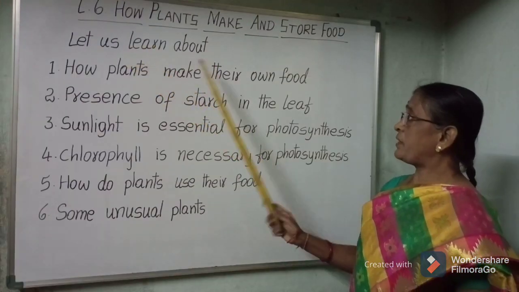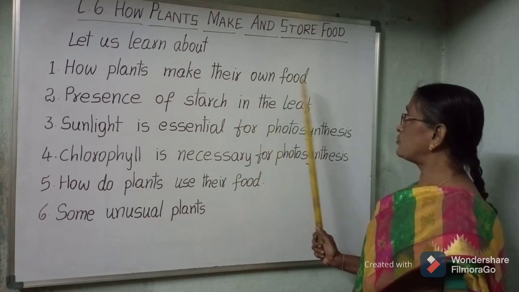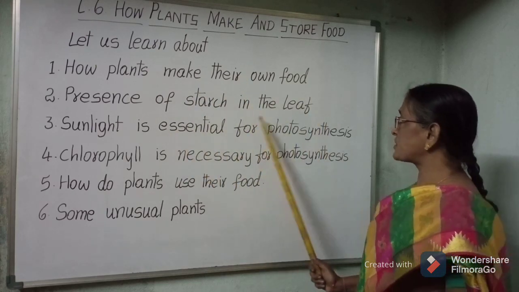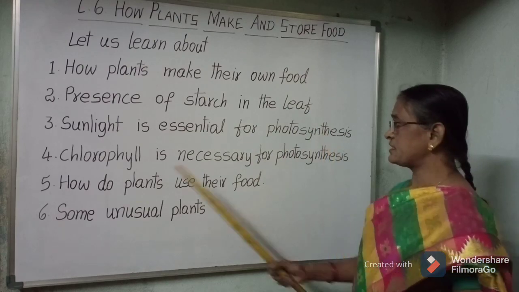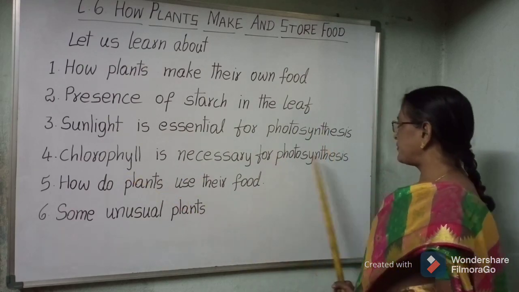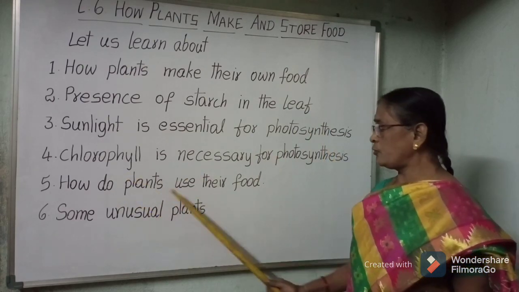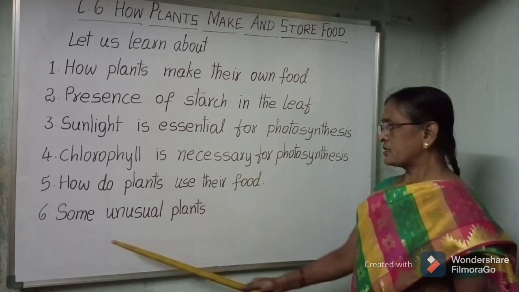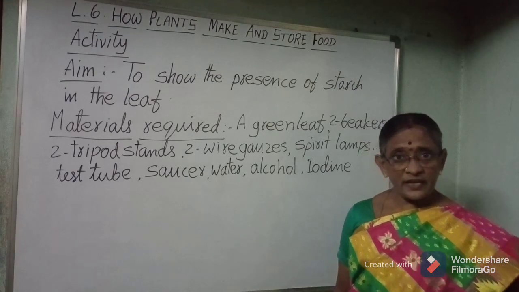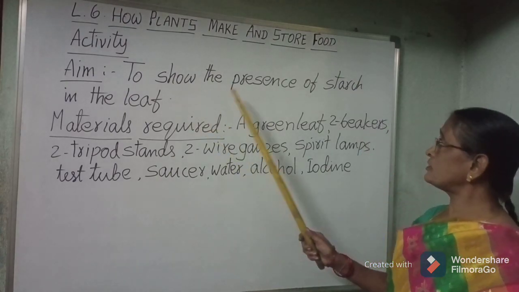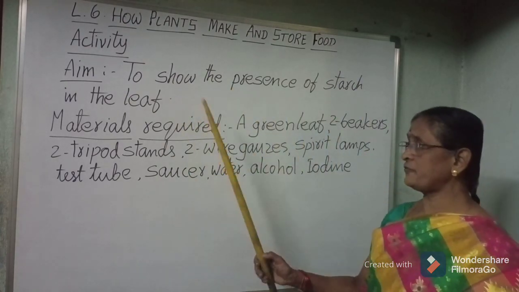Let us learn about how plants make their own food. Presence of starch in the leaf. Sunlight is essential for photosynthesis. Chlorophyll is necessary for photosynthesis. How do plants use their food? Some unusual plants. Let us do a small experiment to show the presence of starch in the leaf.